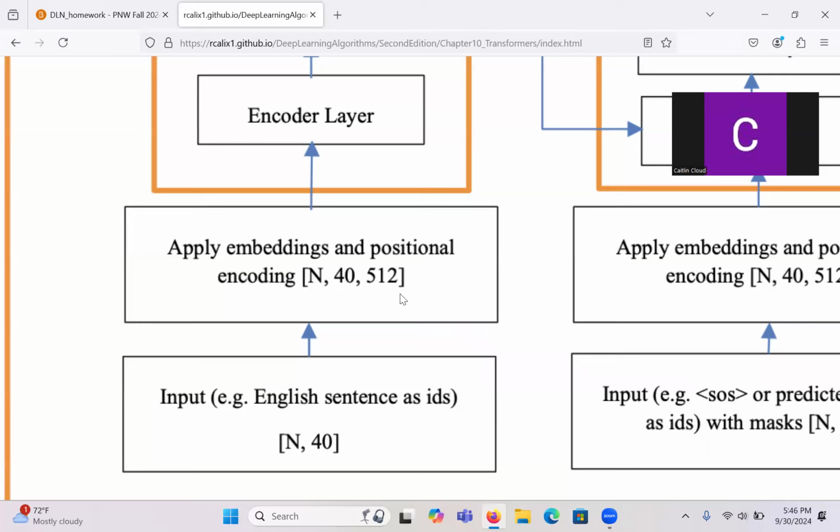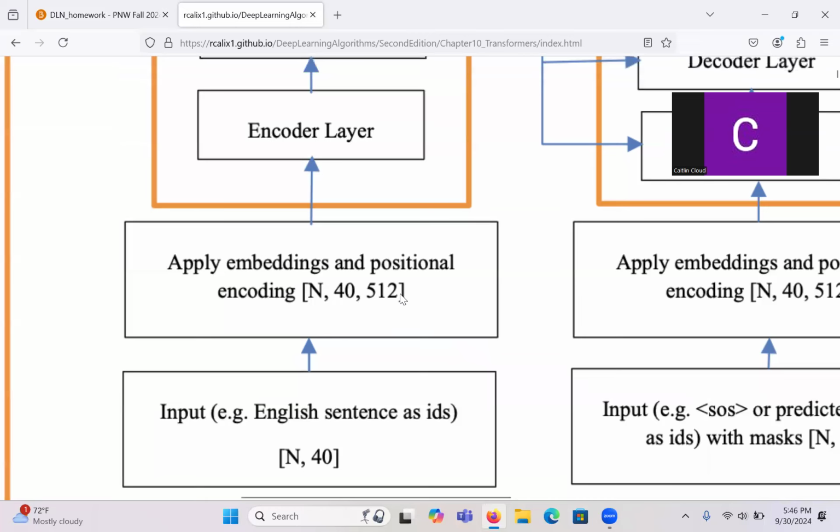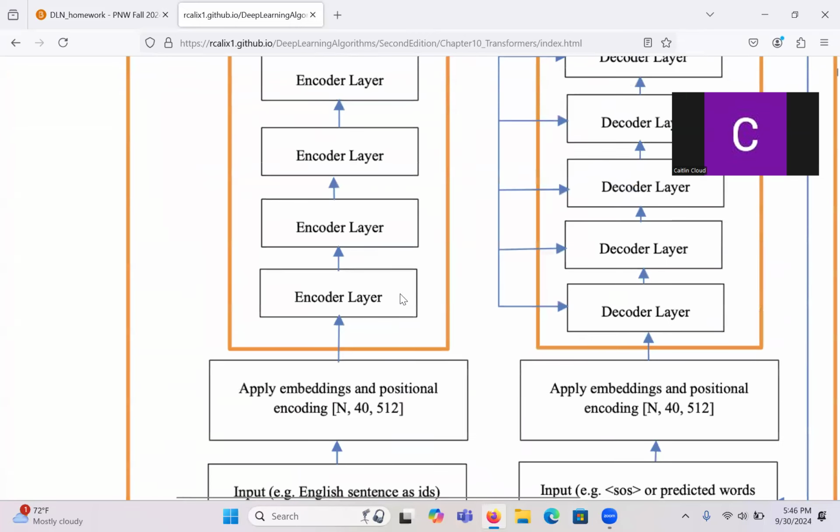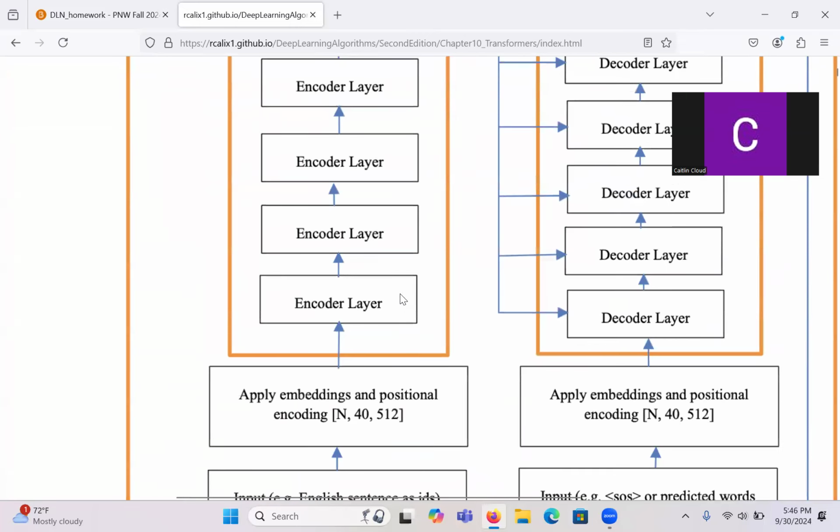All right, so n by 40 by 512. The name transformer, what does that mean? It just transforms. It takes an n by 40 by 512, it goes into some neural network construct, and n by 40 by 512 comes out. Then we take that n by 40 by 512 to the next layer, it goes into some construct, and n by 40 by 512 comes out. That's the simple concept.